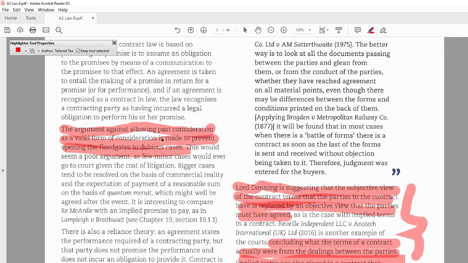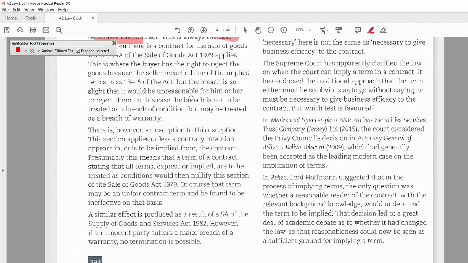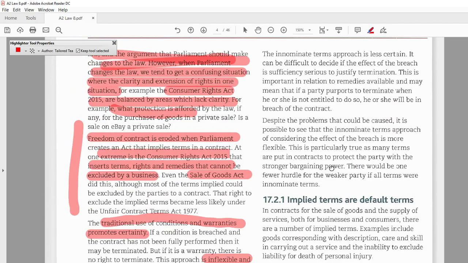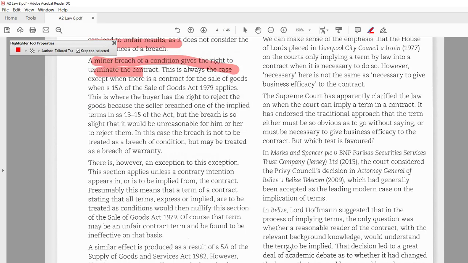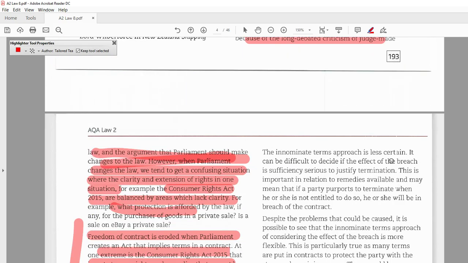These points here, they're huge. Okay? These points are huge. If the day before the exam you don't understand that, don't freak out. Right, now, moving on, it goes on to say a similar effect is produced, however, if the innocent party suffers a major breach, no termination is possible. The innominate term is less certain, it can be difficult to decide if the breach is insufficient to justify termination. This is important in relation to remedies available, and it means that a party resorts to terminate.